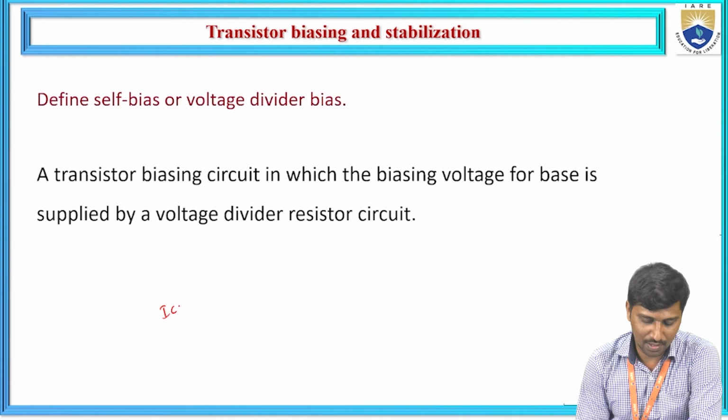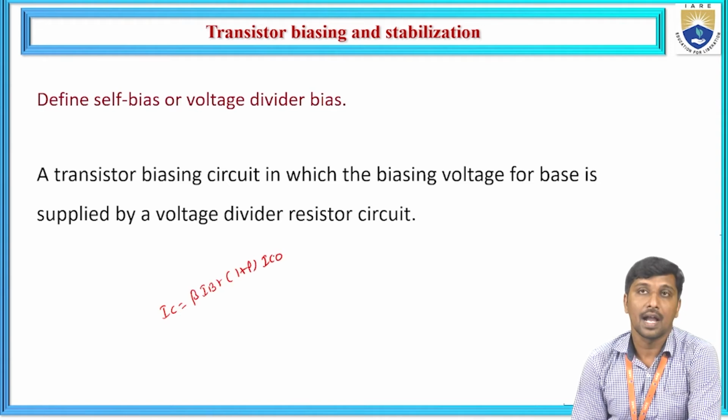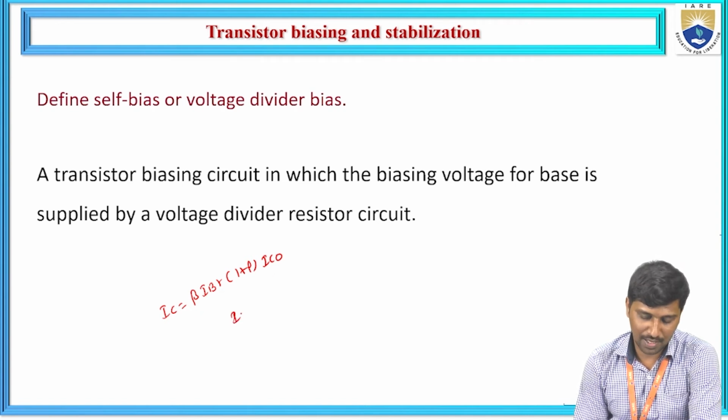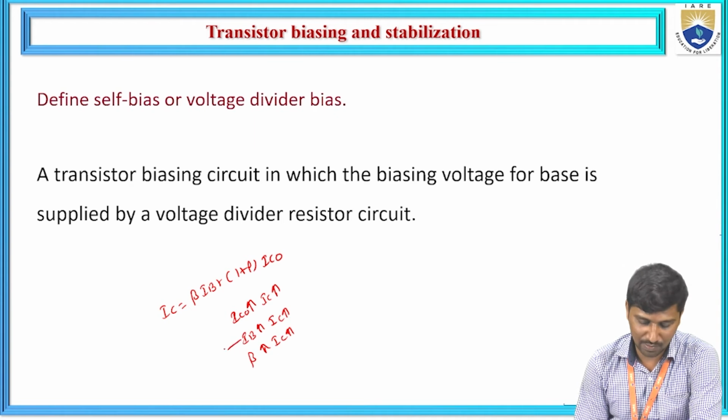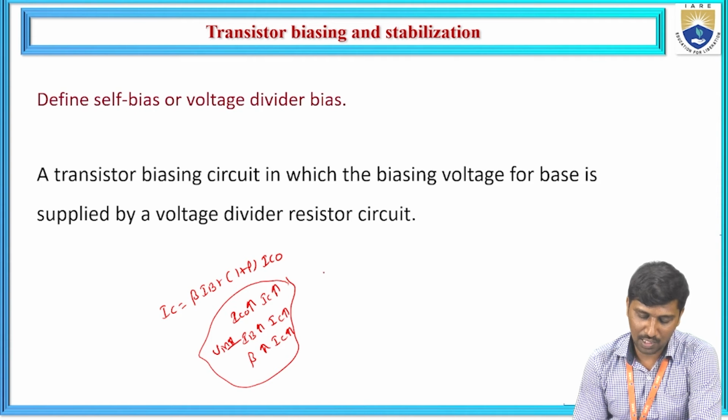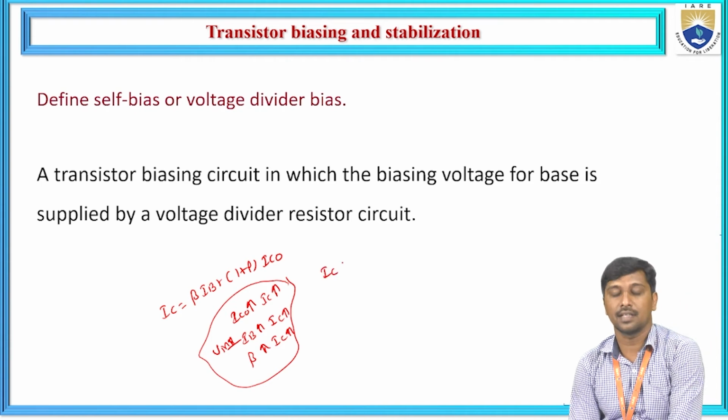If you observe the standard equation, IC is equal to beta times IB plus (1 plus beta) times ICO. Based on this expression, if ICO changes, IC also changes. If IB changes, IC also changes. If beta changes, again IC changes. And if VBE changes, IB changes. So irrespective of these parameters, we need to stabilize the collector current.